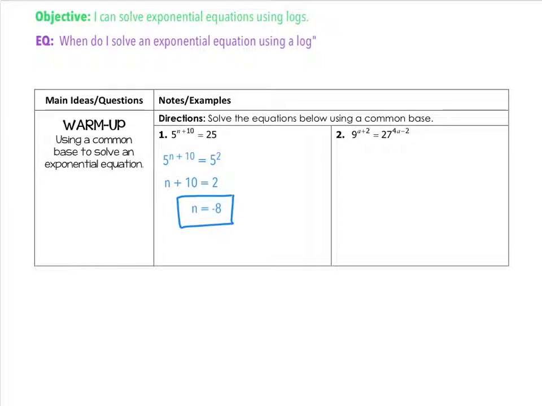Go ahead and pause the video, and I'd like you to try number 2 as a review. Hopefully on number 2 you were able to get that a equals 1. If you got that, you can go ahead and move forward. If you didn't, I will explain now.